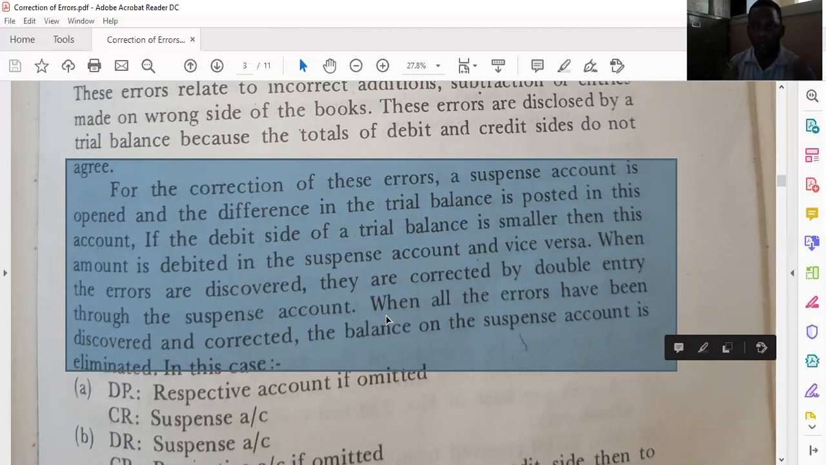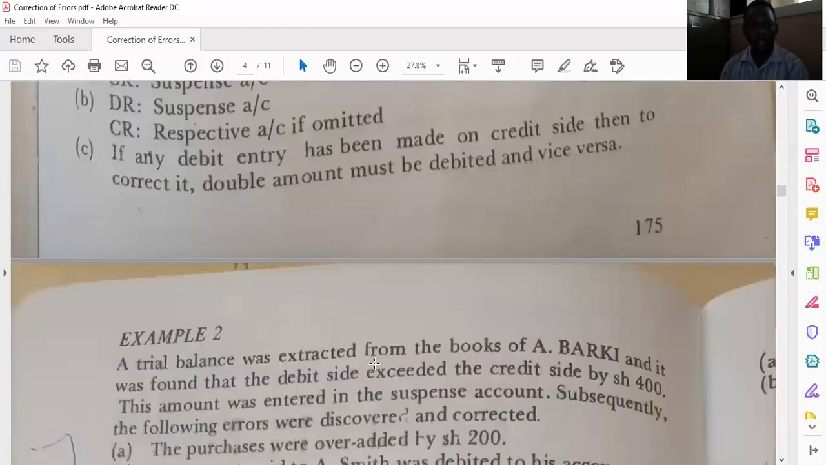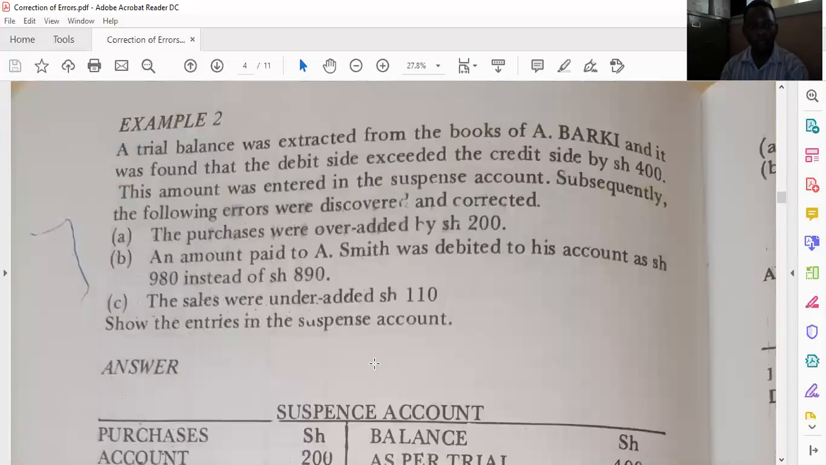So we open a suspense account and we debit the suspense account if the debit side of the trial balance is less. And we credit the suspense account if the credit side of the trial balance is less. Then, when all the errors are discovered, they are corrected by double entry through the suspense account. When all the errors have been discovered and corrected, the balance on the suspense account is eliminated. So we shall do an example to illustrate this.